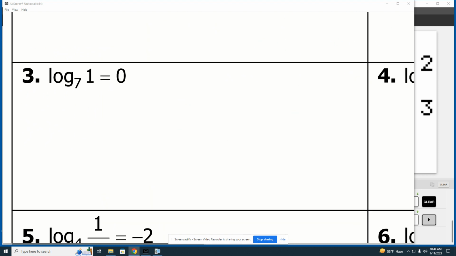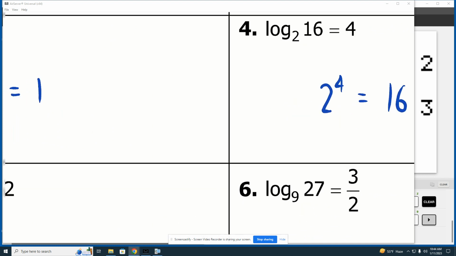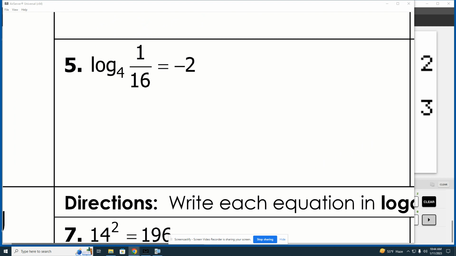Number 3. How would I rewrite this logarithm as an exponent? 7 to the 0 power equals 1. That's a true statement, isn't it? Anything to the 0 power is 1. We talked about that: one time it's on top of itself, 7 over 7, 1. Number 4, how would I rewrite that? 2 to the 4th power equals 16. There's a connection between logarithms and exponents. Look at number 5. How would I rewrite it?